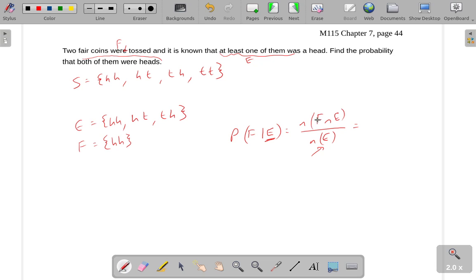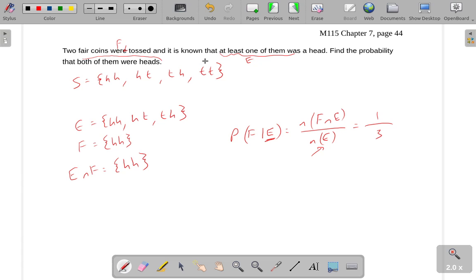So the number of outcomes, well, let's actually go ahead and say what is E intersect F. If you start off with all of E and cross off everything that's not in F, pretty quickly you can see we end up with just the one event. So n of F intersect E is 1. N of E is 3. There's a 1/3 probability that both of them were heads, if we know at least one was a head.